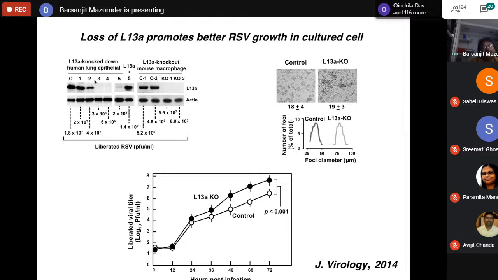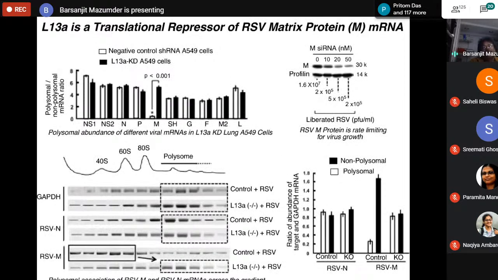So what we have found, look here. We knocked down L13A in lung cells and in mouse macrophages, and we infected those cells with RSV, respiratory syncytial virus, and we saw that in the knockdown, the viral growth is actually more. This is the syncytium formation, you can see here. Why is viral growth more? We expected that over-inflammation would inhibit the virus, but that's not happening. So what is happening here?